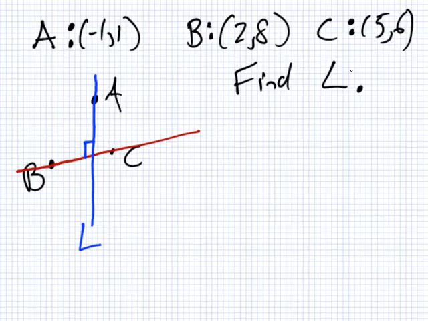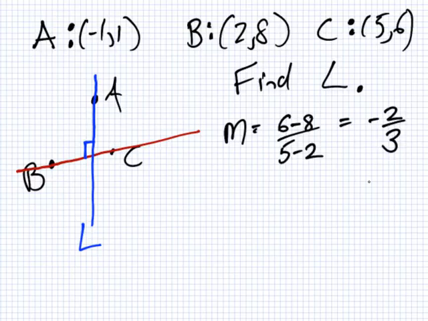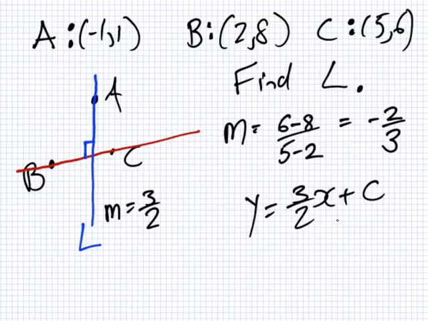Yes, we can do this one now, it looks like. Okay, so again, we first have to find the slope from B to C. So m equals y2 minus y1 over x2 minus x1. So what's that, minus 2 over 3, is it? Minus 2 over 3, yes. So what's the slope of line L? 3 over 2. Y equals mx plus c.